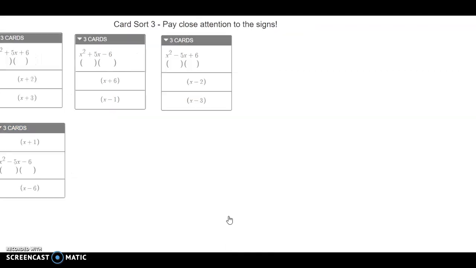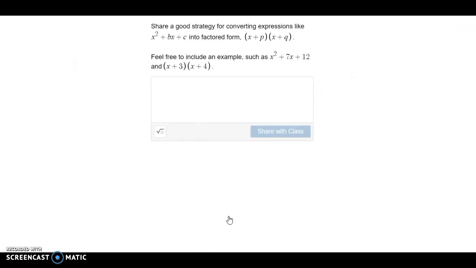So let's try a next one here. So sharing, we're going to share a good strategy for converting equations like x squared plus bx plus c, so our standard form, into factored form. You can give an example if you'd like.